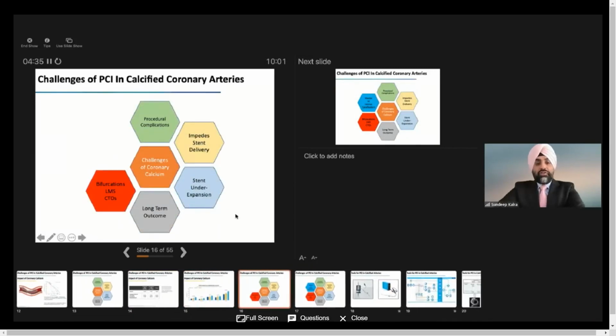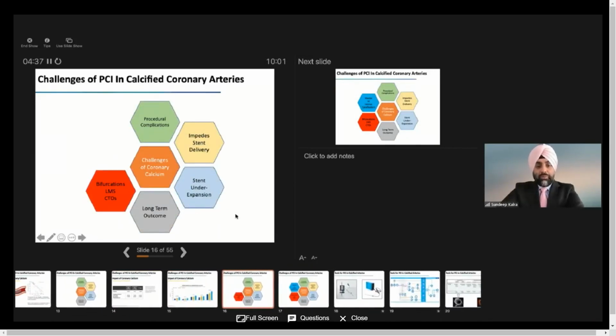There is special consideration for certain subsets of anatomy, particularly bifurcations, left main stem, and CTOs, in the approach to delivering optimized results in calcified vessels. These anatomical subsets are different, but not what I'm going to focus on today.